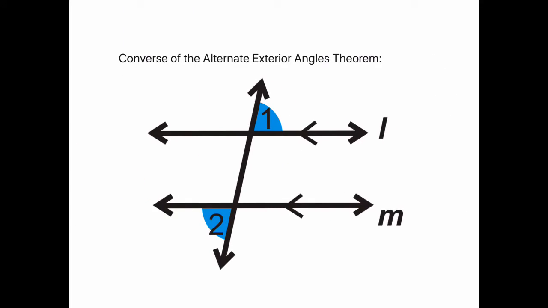The same here again. The normal theorem starts with the lines being parallel and tells us that the alternate exterior angles must be congruent. For the converse, we start with the angles being congruent and end with the lines being parallel. L is parallel to M.